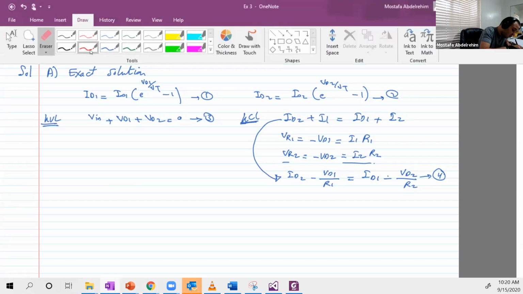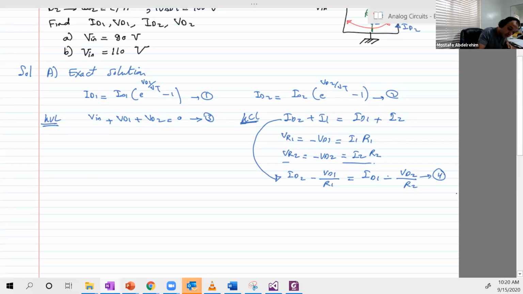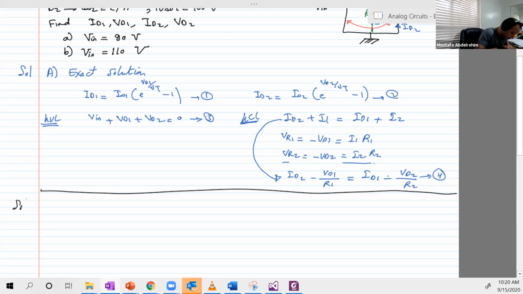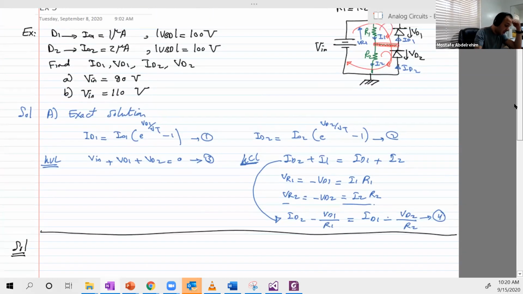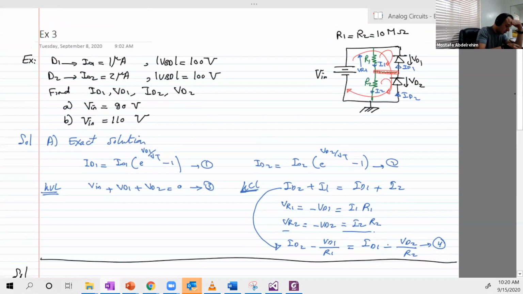because we can do it in a simpler way using assumptions. You assume some assumption and you approve it or disapprove it. So solution 2 is also exact, but smarter, we can say. Let's call it B, the smarter way.